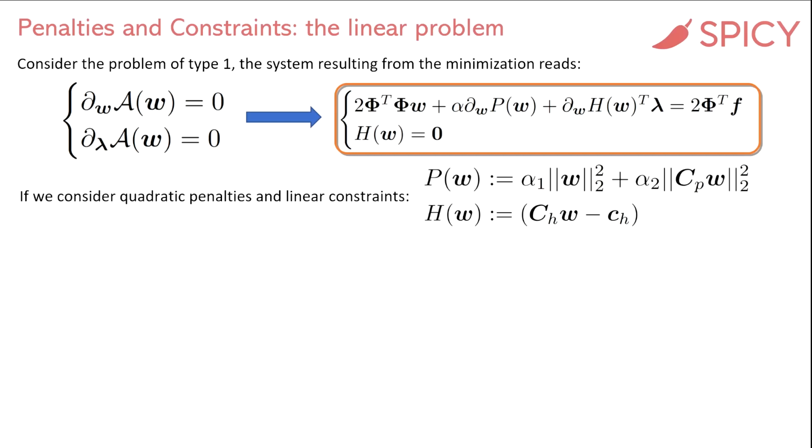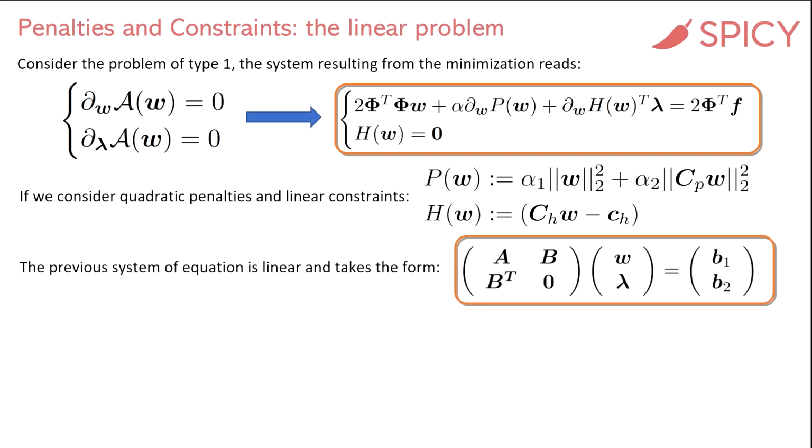Now, no matter how many quadratic penalties and linear constraints you introduce, you will always end up with a linear system that has the same structure, and that looks like this. The system matrix is made of 4 blocks with matrices A and B. The vector of unknowns has weights and Lagrange multipliers stacked into a single vector, and we have some vectors on the right hand side.